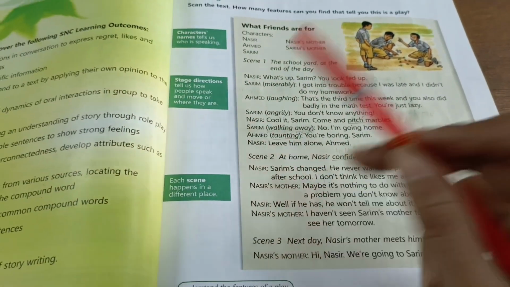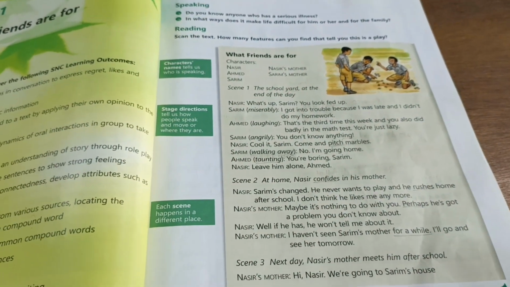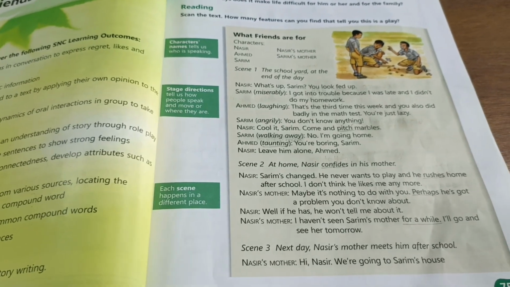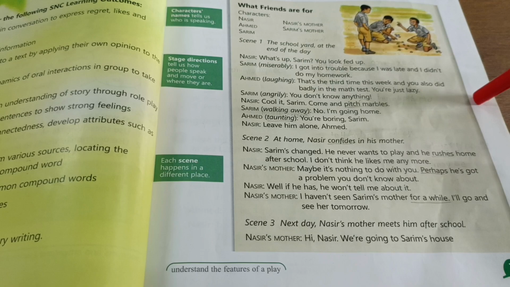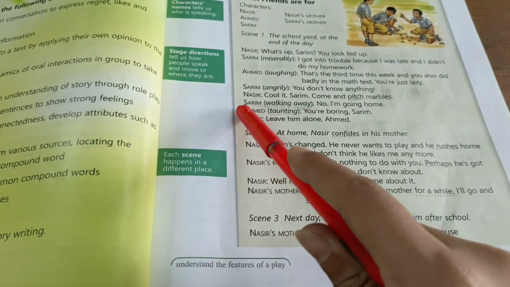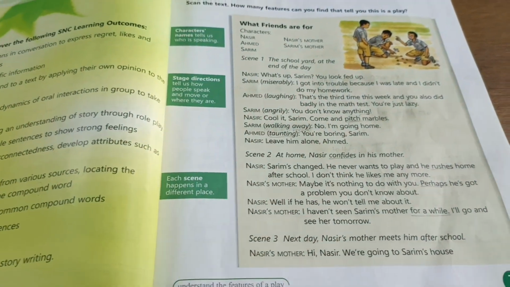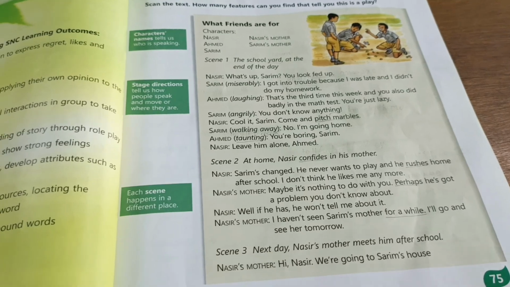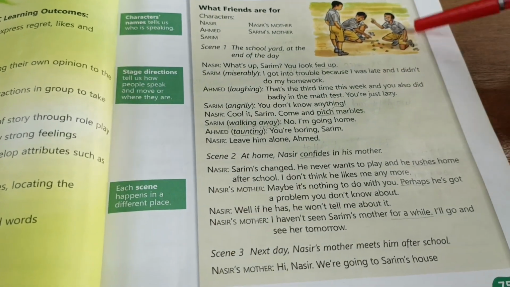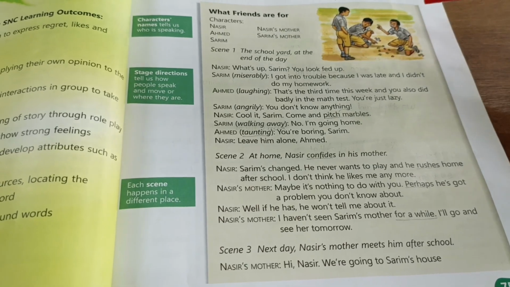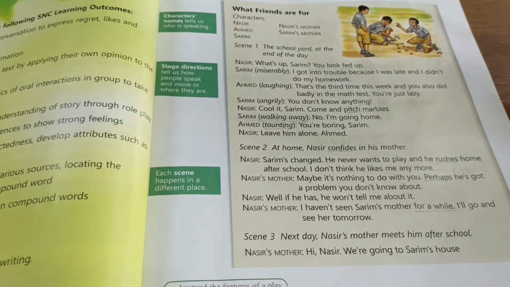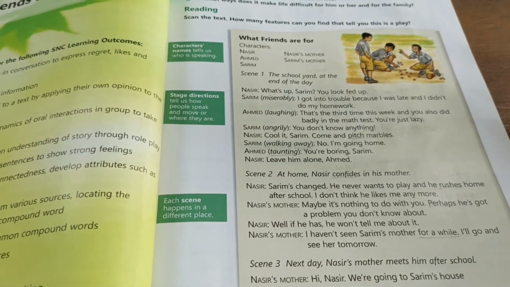And what does Sarim say? Sarim angrily says, "You don't know anything. Just don't say anything about me." If you don't know anything about my story, then why are you talking in between? And what does Nasir say? "Cool it, Sarim. Come and pitch marbles." They are playing with marbles. As you can see in this picture, they are pitching marbles over the other marbles.